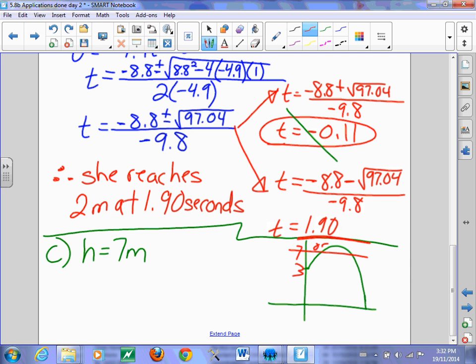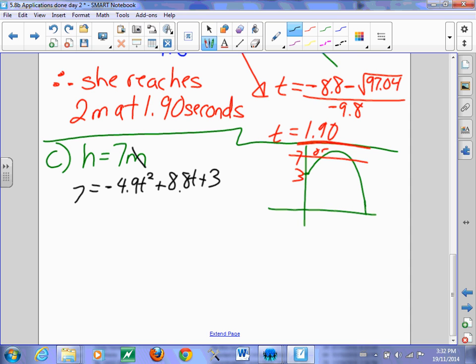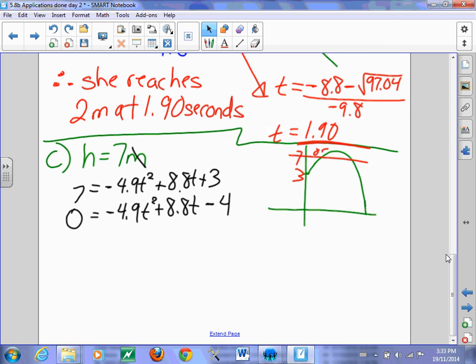So let's sub it in and find out. So again, wherever you see an H, you're just going to put in 7. You don't need to actually put the meters in. So you're going to go 7 equals negative 4.9 t squared plus 8.8 t plus 3. Remember, before we use the quadratic formula, folks, you need to get 0 on one side. So you're going to collect your constant terms on the right, and you should have minus 4 here, ladies and gentlemen. Now we're going to plug it into the quad formula.